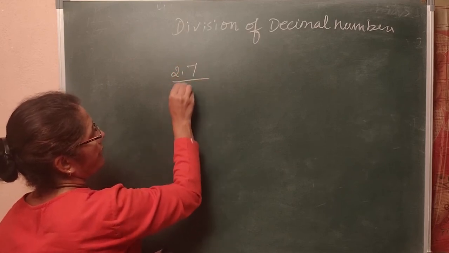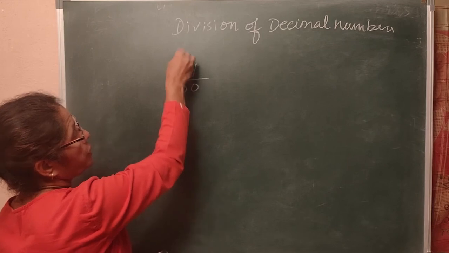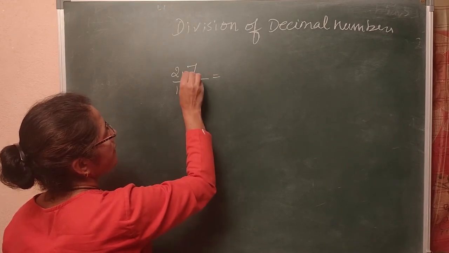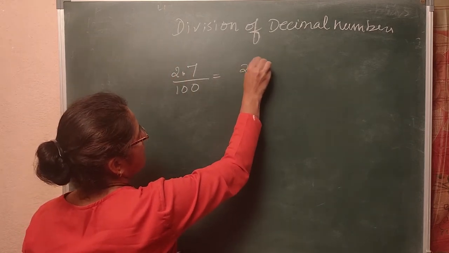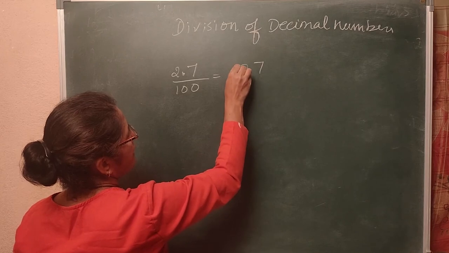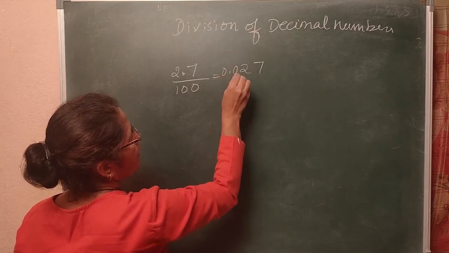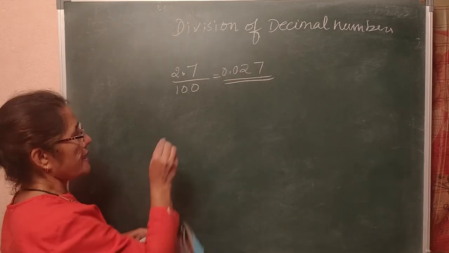2.7 divided by 100. 100 means what? You have to move this point 2 digits to the left. So, you get 1 digit, 2 digits. So, 2, 7. It was here, 1 digit. 2 digits, there is no digit, so put 0. So 0.027. What is the next question?